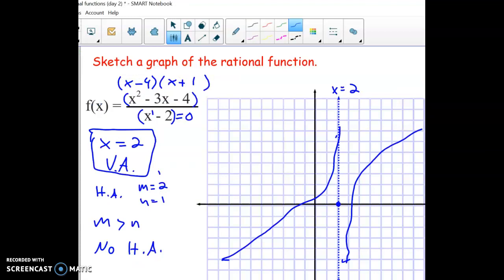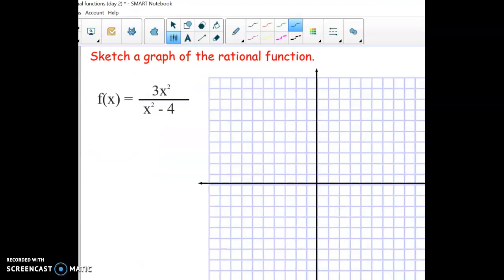All right, let's try one more together, and then we'll call it good. So see if you can sketch the graph of this, starting with the asymptotes and holes, and sketch it in, and then go from there.